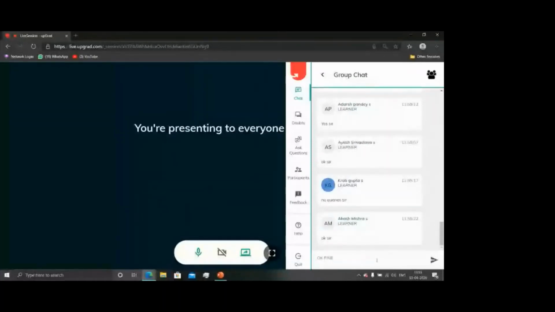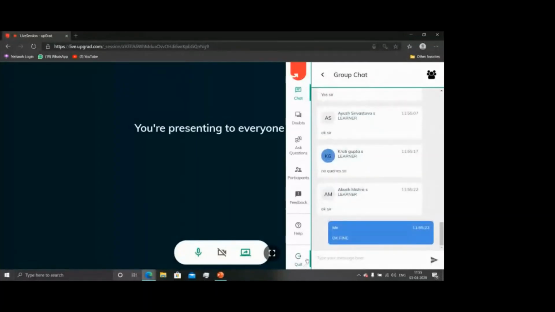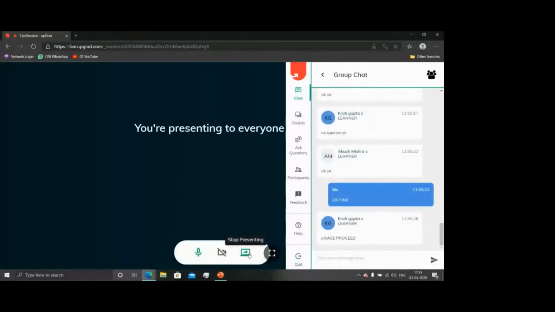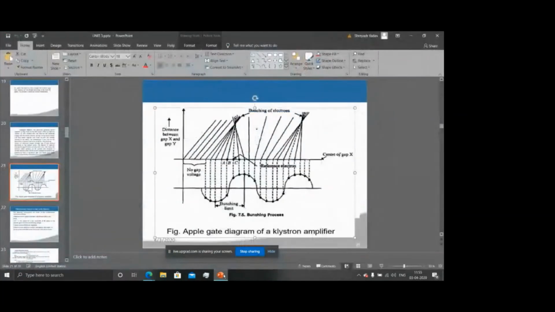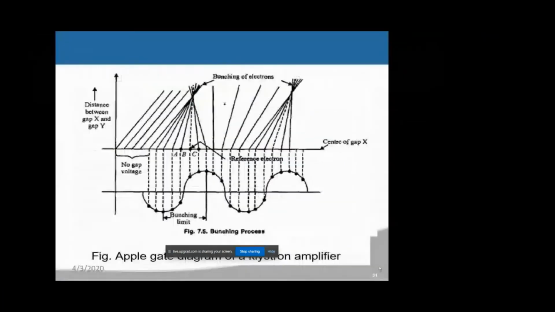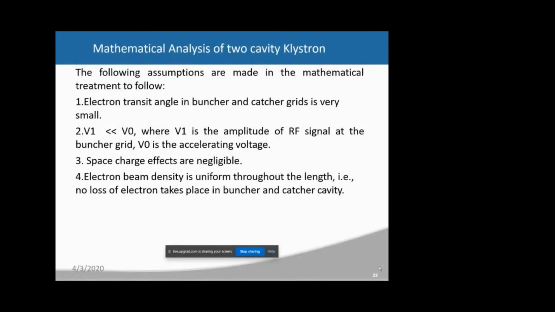Now we'll see how we can say this mathematically, how we'll see this velocity modulation. We have discussed the terms velocity modulation, bunch form, current modulation, all these things. Now we'll see mathematically how things are working in this case. We have seen the working with the Applegate diagram. Now we'll see mathematically how we can prove the speed of the electron, how the velocity modulation is going to change, how that occurs, and what the velocity of the electron is.